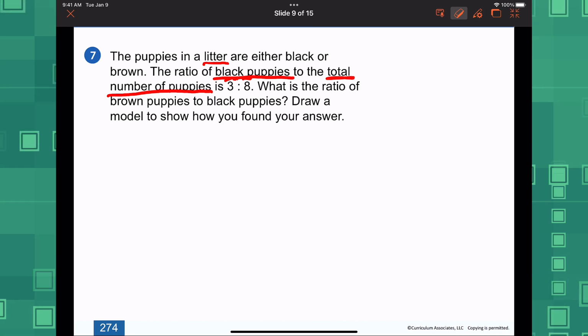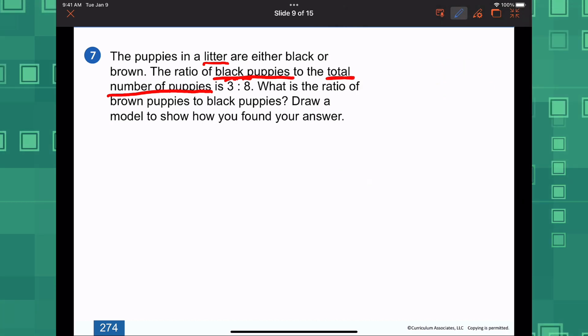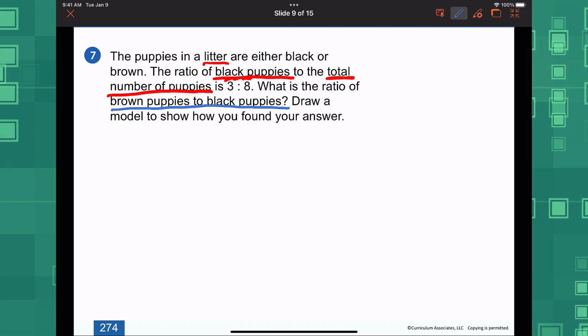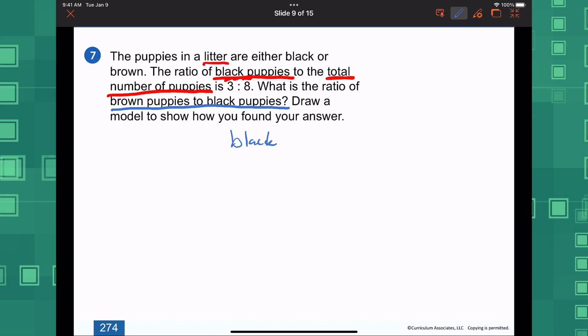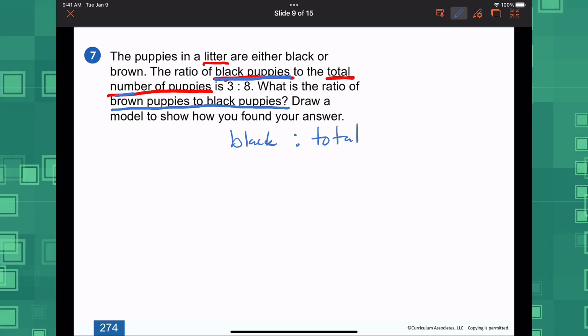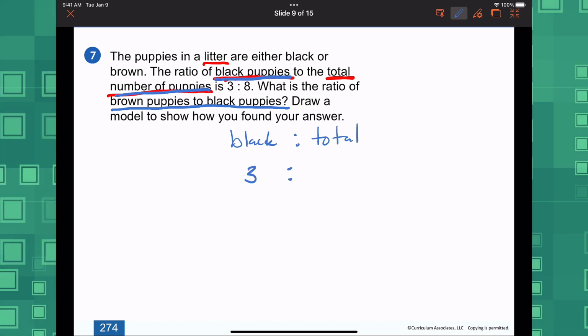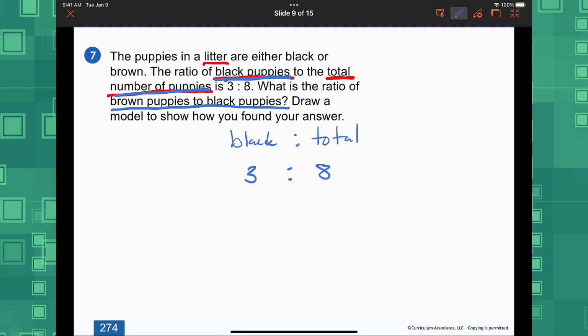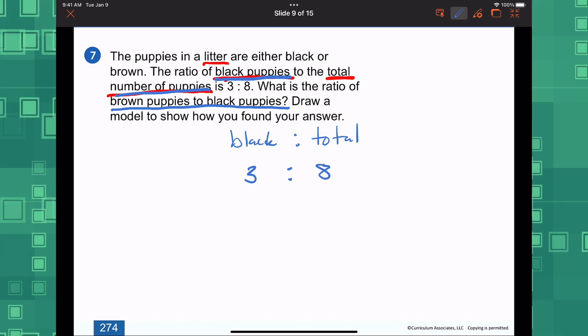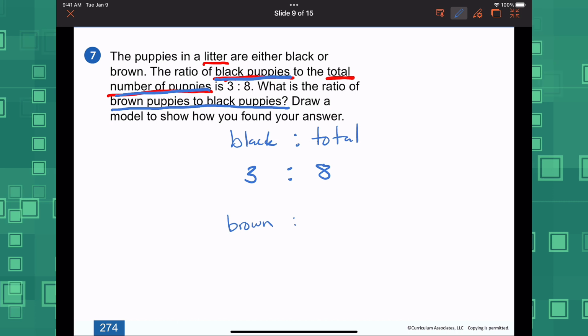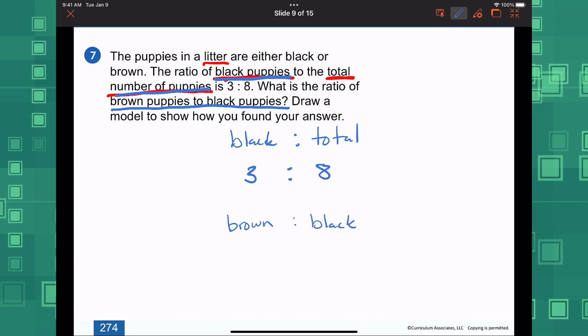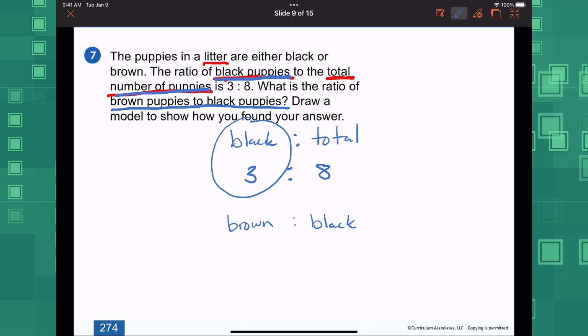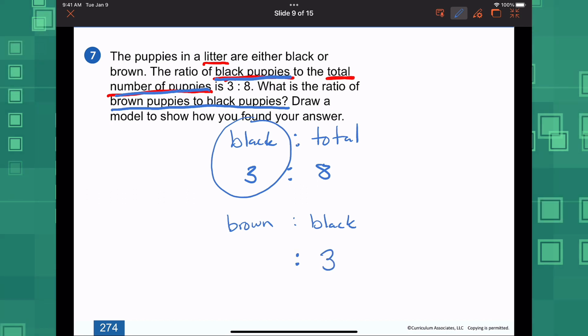So what does that mean? Well, that could mean a couple of things. Let's change up our colors here. What is the ratio of brown puppies to black puppies? Well, hold on. We have black to total, right? So black to total is 3 black to a total of 8. But now it's asking for brown to black. So what I need to come up with is a brown to black ratio, right? Well, how many black puppies were there? Well, there were 3. So let's just put a 3 here for the black puppies.